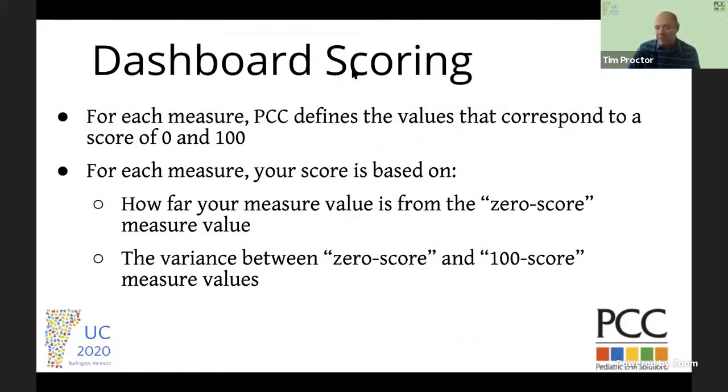For each measure, and this is a little bit about how we do that scoring, we define the values that correspond with a score of 0 and 100. So every measure is scored from 0 to 100, and we calculate that by basically how far you are from that 0 score or 100 score. We have a calculation in there that measures that, and we look at the variance for the measure, like how far apart our client results are for a particular measure, and other aspects. But that's kind of the details about how that score is calculated.